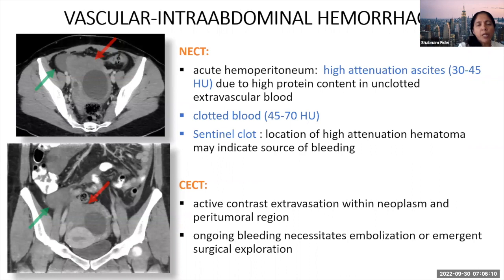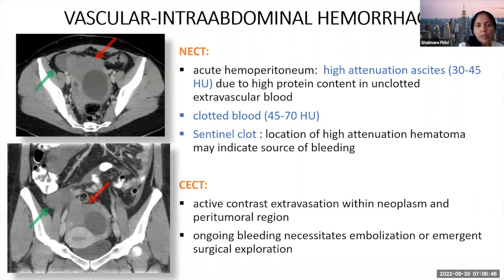So in terms of intra-abdominal hemorrhage, non-contrast CT does play an important role. Acute hemoperitoneum manifests as high attenuation ascites on a non-contrast CT. This typically has Hounsfield units of 30 to 45 Hounsfield units. Simple fluid usually will not have Hounsfield units higher than 20. And this is due to high protein content in unclotted extravascular blood. On these axial and coronal images, the green arrows show acute hemoperitoneum.